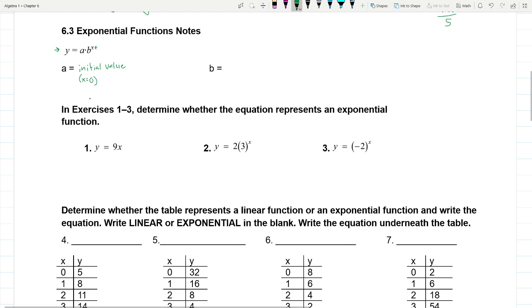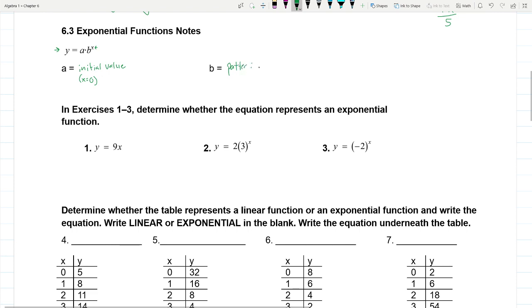If you want to think of it as money, it's what you put into the bank on the first day. It's not what you get whenever you get your interest. It's that very first part of it. A lot of times this is used for population, and so this would be the initial population, 500 people, let's just say.